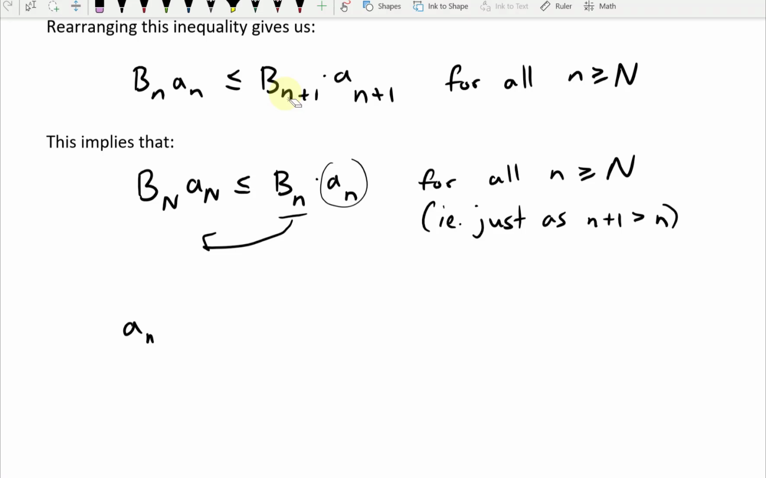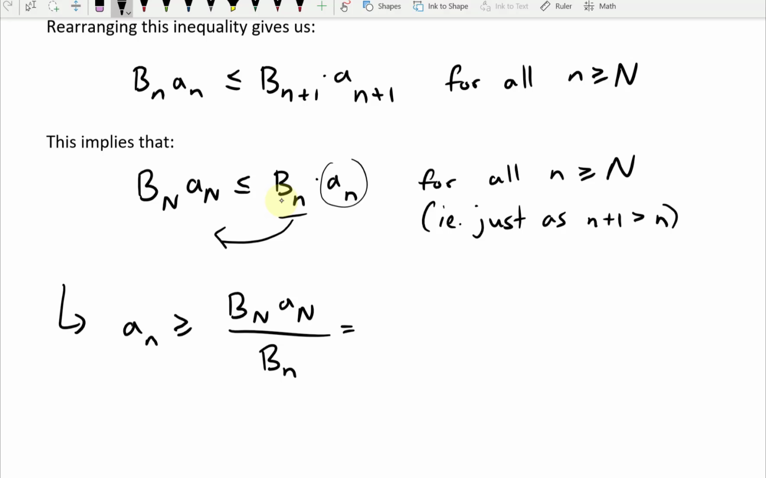Or just look at it this way. So an is greater than or equal to b capital N times a capital N, and then we're going to divide this by b lowercase n. So the terms an are going to be greater than or equal to b capital N times a capital N, which again are just a constant value, divided by b sub n, lowercase n.